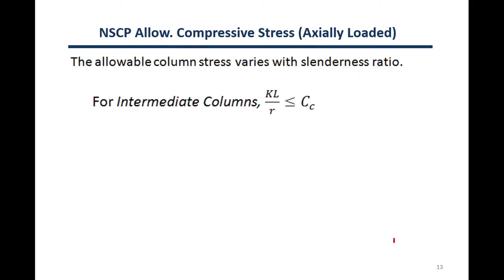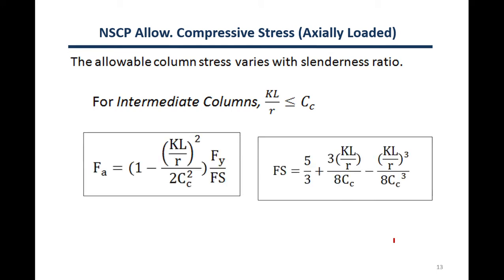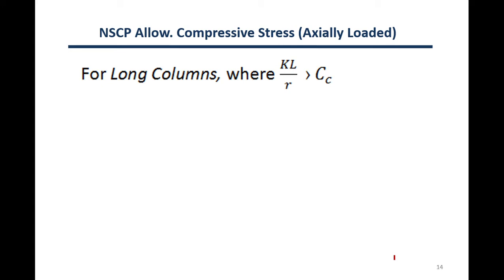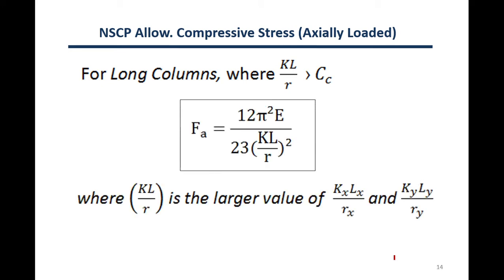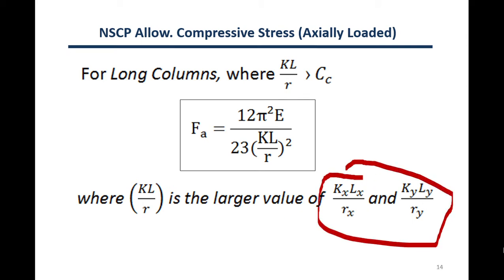Okay, so we have the NSCP. For intermediate columns, KL over r is less than or equal to Cc. This formula we are going to use. We have the value for the Fa, and then we have to solve for the Fs. Uunahin muna natin solve yung Fs before Fa, kasi we have to get this value before substituting here. Okay? And then if ever na KL over r ang malaki compared sa critical slenderness ratio, we are going to use this one. Makikita mo naman dyan. Ang gagamitin ng KL over r ay yung larger value, ha? Tandaan nyo. Pag dalawa, yung mas malaking gagamitin natin.